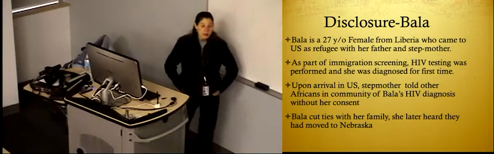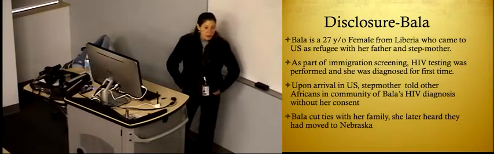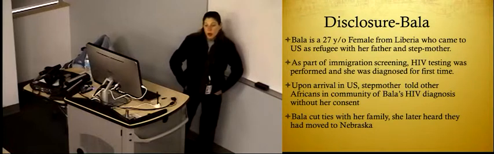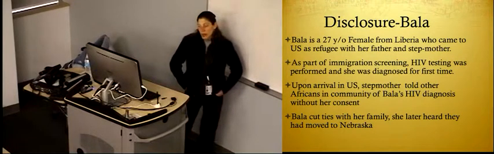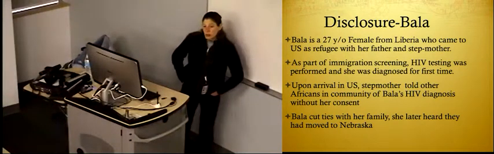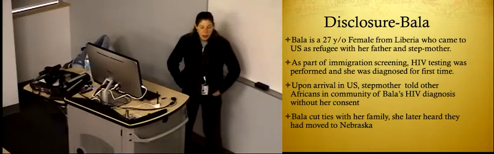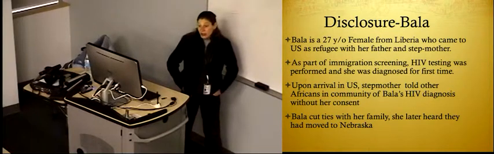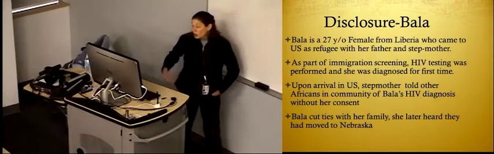When they got here and got settled in their new community, her stepmother proceeded to tell everyone in the community that she had HIV. So she was ostracized. Obviously, she didn't ask Bala if that was okay. So she, I say here that she cut ties with her family, but really she did that because her stepmother was being so horrible to her, and basically wouldn't really let her move freely in the house, wouldn't let her cook, wouldn't let her do anything. So she just moved out from the house where she had been living with them initially, and then didn't have any contact with them after a while. And then she later learned that they had moved to Nebraska without even letting her know.